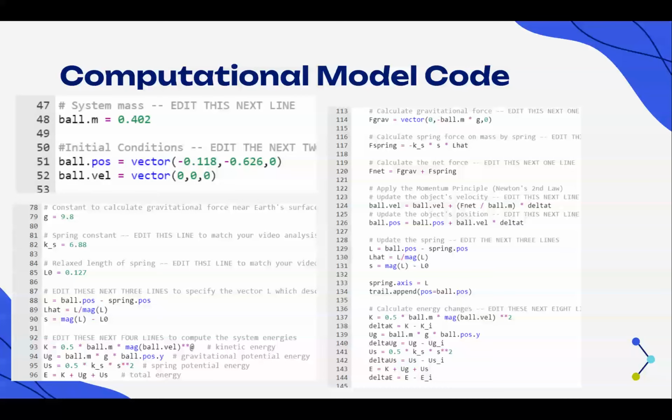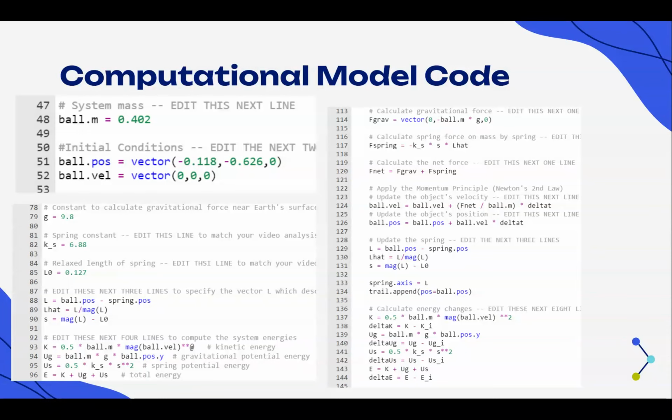The initial position, mass, and velocity for the computational model created in GlowScript were set to be the position, mass, and velocity seen in the experiment, which were <-0.118, -0.6260> meters, 0.402 kilograms, and 0 meters per second, respectively. The spring constant was set to 6.88 Newtons per meter, L naught was set to 0.127 meters, L was set to the position of the ball minus the position of the spring's fixed attachment point, and L hat and s were found using everything else. Kinetic energy, gravitational potential energy, spring potential energy, and total energy were found using the formulas shown previously. The same goes for the gravitational and spring forces and the net force.